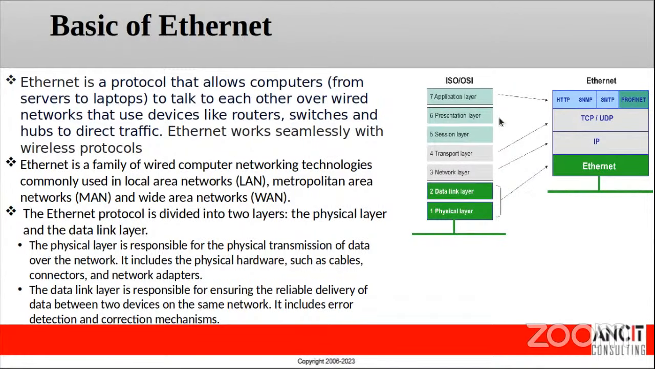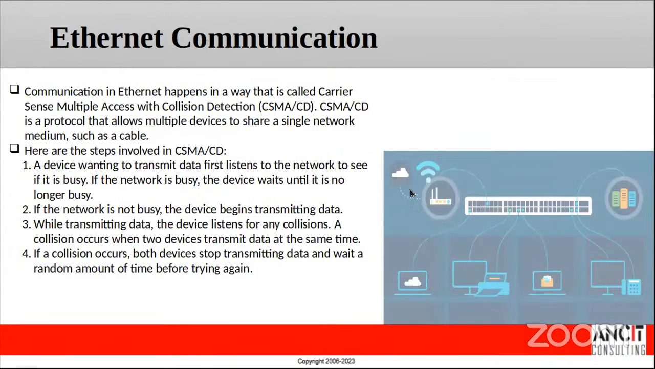And in the application layer, what things come? HTTP and SMTP come here. In the transport layer, TCP and UDP, I already explained this. In the network layer, IP comes, as compared to the OSI model. Now, how does Ethernet communication go?